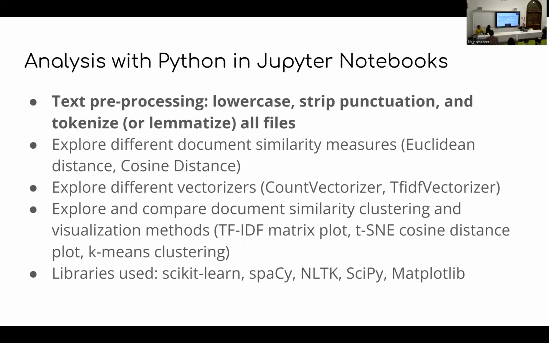Some of the other things that I'm using to identify those clusters of common recipes or outlier recipes is to explore different document similarity measures, and also compare documents using different clustering and visualization methods to pull out which ones are clustering together as more similar and which ones are kind of outliers.